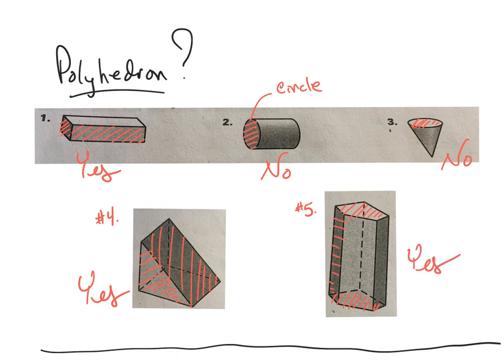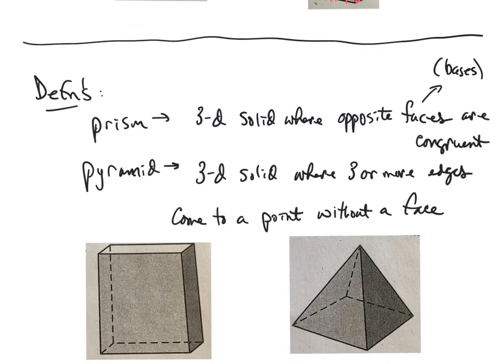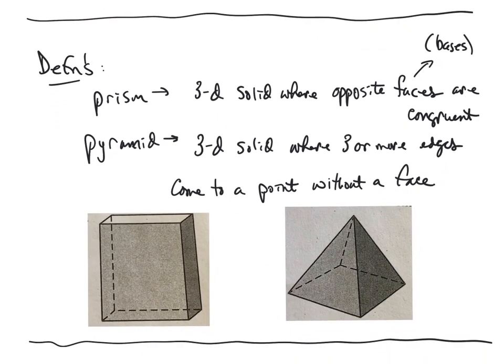Okay? Alrighty. Now, a couple more definitions. The first one, prism. A prism is defined to be a three-dimensional solid where opposite faces, and the opposite faces are usually called bases, are congruent. So that's the first one. And then the second one's called a pyramid, and that's a three-dimensional solid where 3 or more edges come to a point without a face. Okay, and let me just show you. I've got a couple of examples down below.